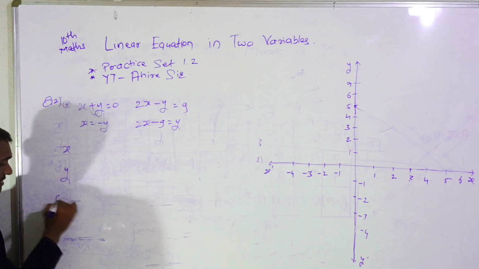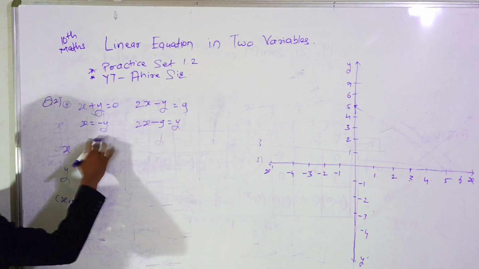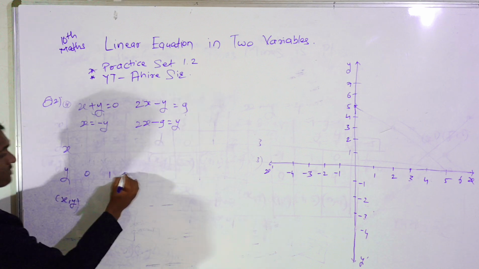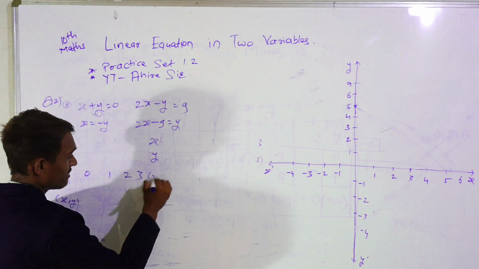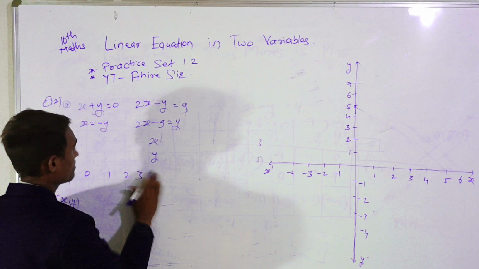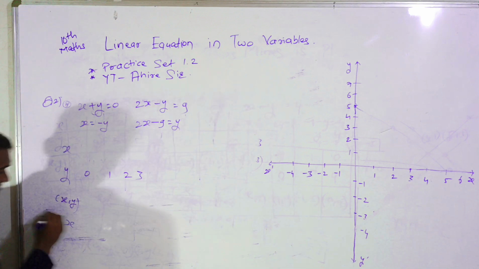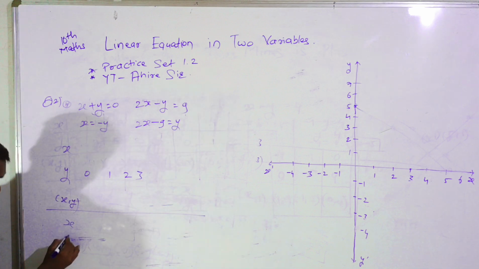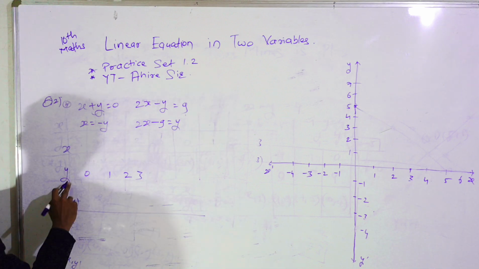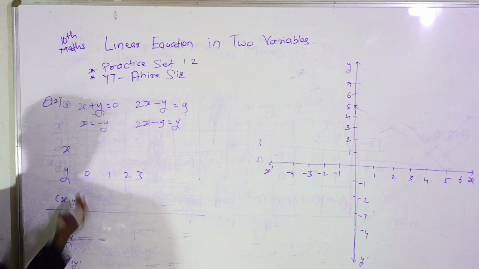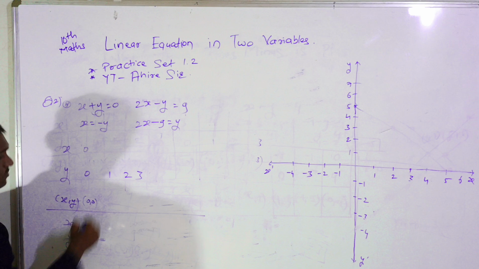x, y. We have to change the values of y: 0, 1, 2 and 3. When y is equal to 0, then x is equal to 0. Coordinates are 0 and 0.